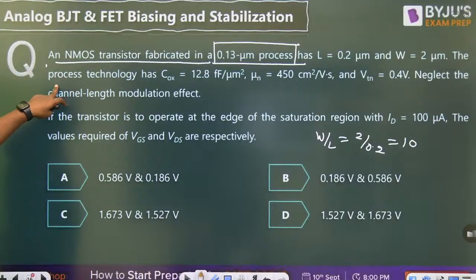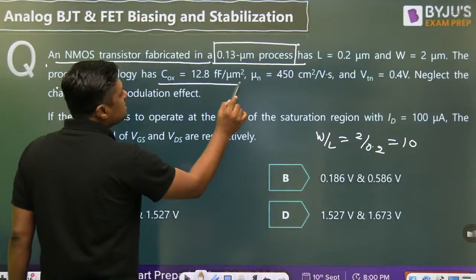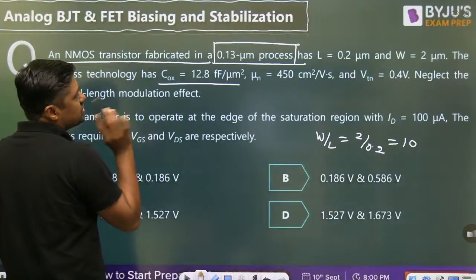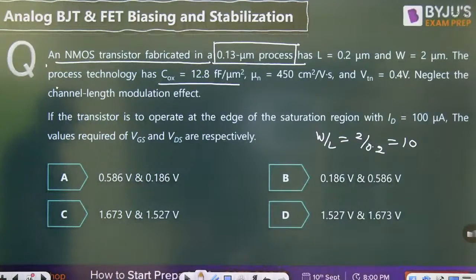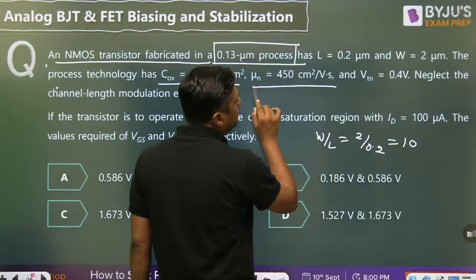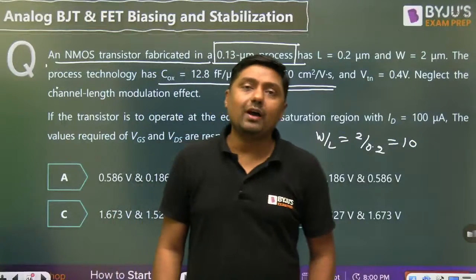The process technology has COX. This is called oxide capacitance. fF means femtofarad per micrometer square. Mobility is given as 450. Normally, always remember the mobility is what? In case of MOSFET, 450 centimeter square per volt second. This is the normal value, right?